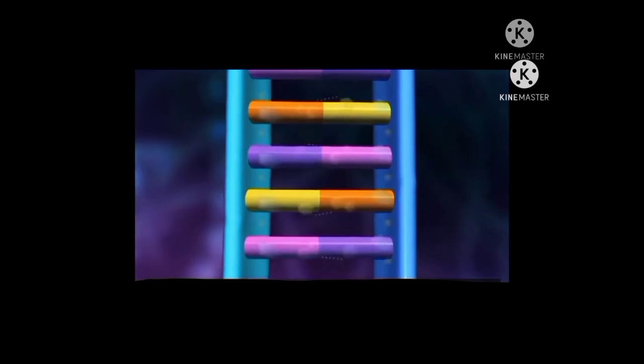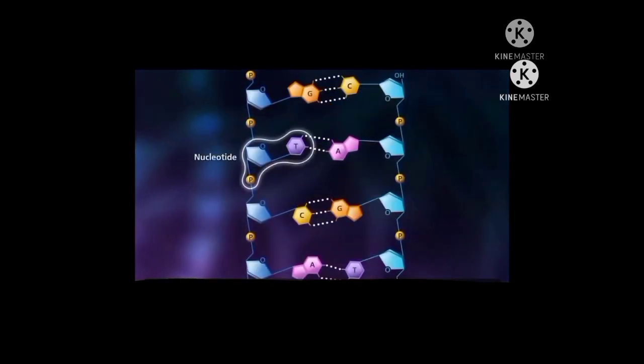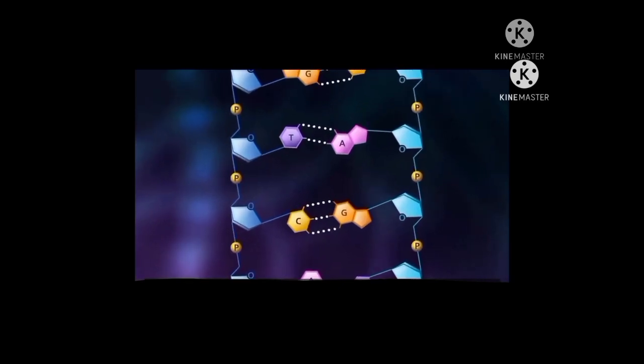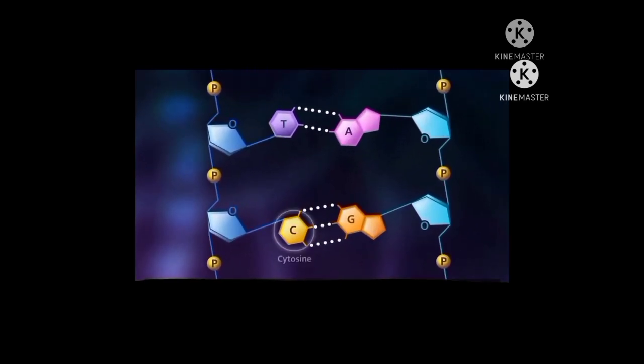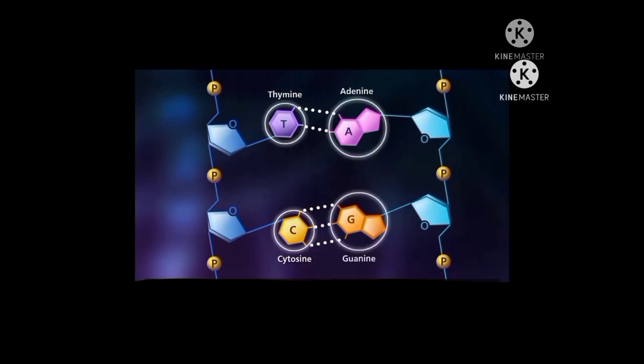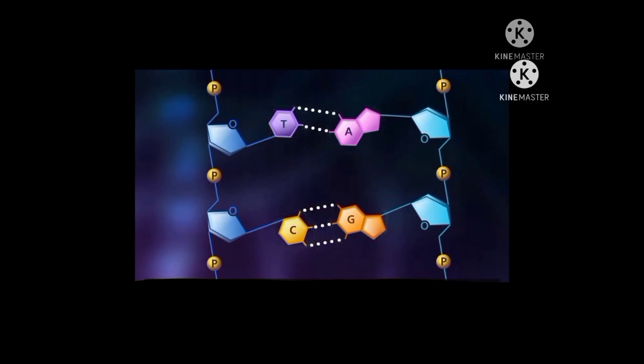The building block of DNA is called nucleotide. It consists of three important elements: a deoxyribose sugar, phosphate group, and a nitrogenous base. The backbone of DNA consists of alternating sugar and phosphate groups that are held together by phosphodiester bond. The nitrogenous bases include cytosine, thymine, adenine, and guanine.